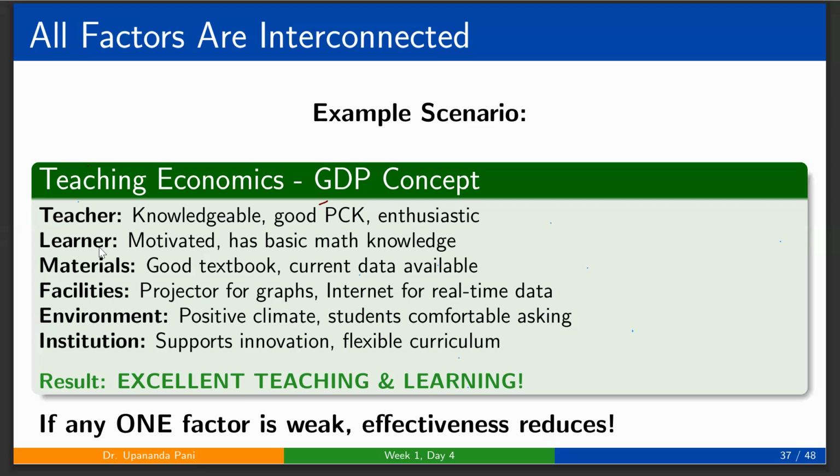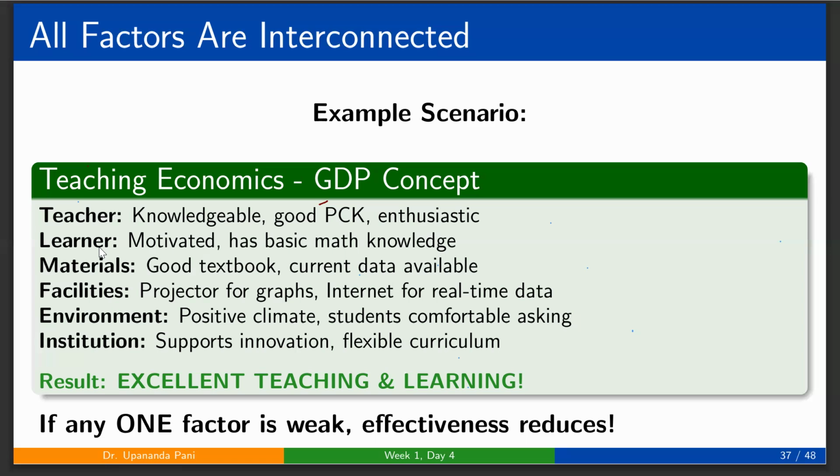Learners, they are motivated. They have the basic math knowledge. Materials, you are having a good textbook. Current data are available. Facilities, projector for graphs, internet for real-time data. Environment, positive climate, students are comfortable asking questions. Institution, they will support innovation. There is a flexible curriculum. I think NEP, at least on paper, is encouraging flexible curriculum.